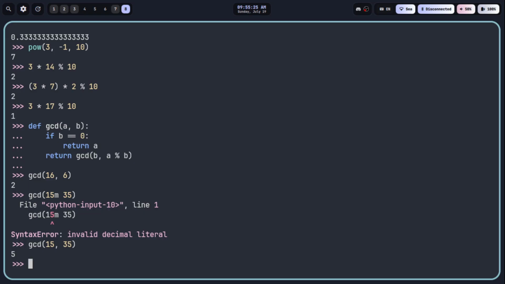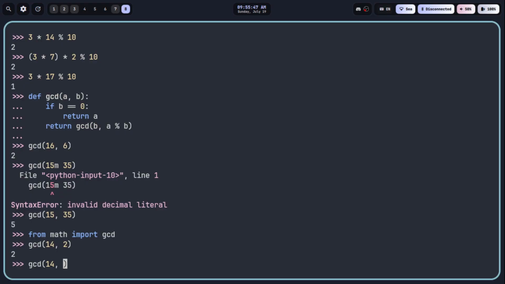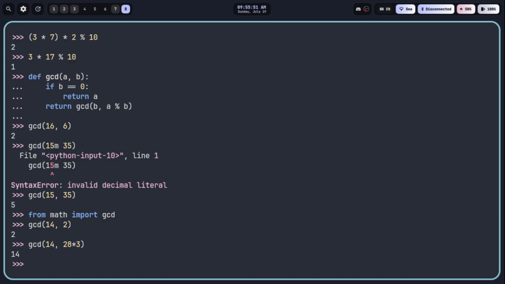So this is one way to compute GCD manually, and when you're doing GCD of other variables that may not be integers, you may want to remember this general format, because it will be useful at some point later. That said, there are other ways of doing GCD. The simplest and most direct way is just from math import gcd. Then you can directly call GCD of, let's say, 14 and 2, and you get 2, or 14 and 28 times 3, and you get 14. This is the more straightforward way. You just import it directly from the math library.